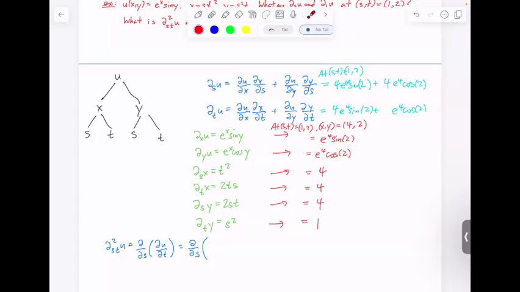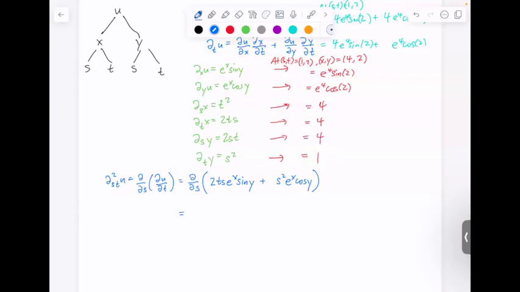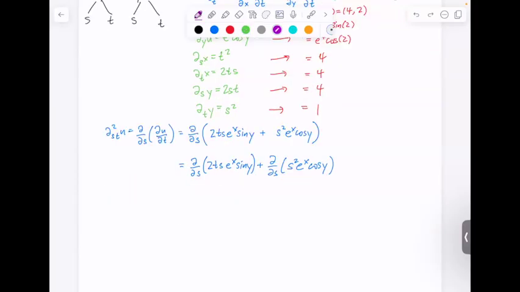So you read off what this is. So partial x of u, this is e to the x sine y. This term here is this, e to the x sine y. Partial x of t is going to be 2ts. Similarly, you have the second term. Partial u of y is e to the x cos y, and partial t of y is s squared. So what do you get here? Well, this is d/ds of 2ts e to the x sine y plus d/ds of s squared e to the x cosine y.